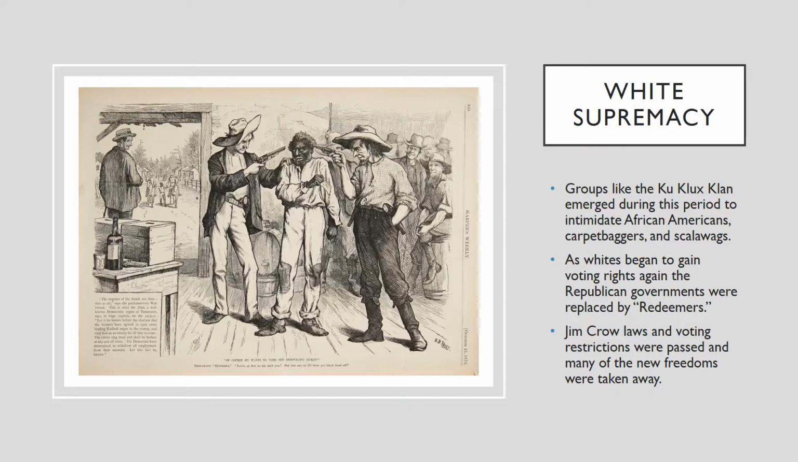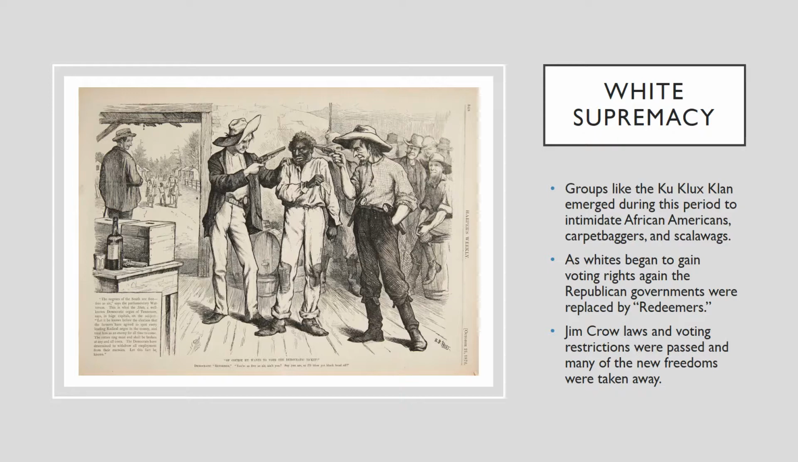At that same time, we're going to see laws and voting restrictions passed. They're going to take away a lot of the freedoms gained. So even though African Americans during Reconstruction gain a lot of new freedoms, these freedoms are only given with the Army protecting African Americans. Once the Army is taken out of the South and white Democrats come back to power, these new freedoms are going to be gradually eroded.